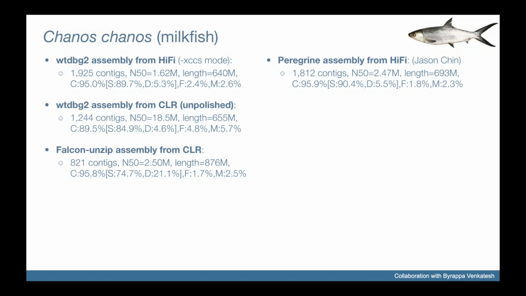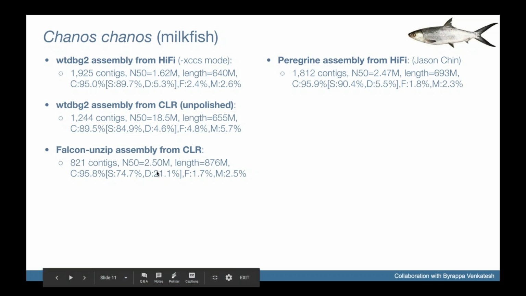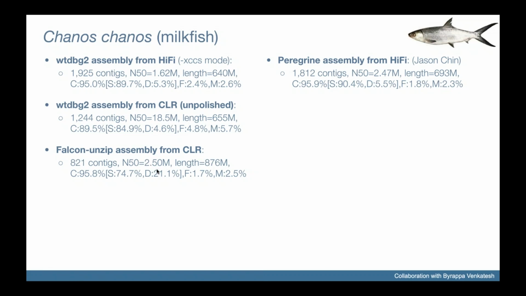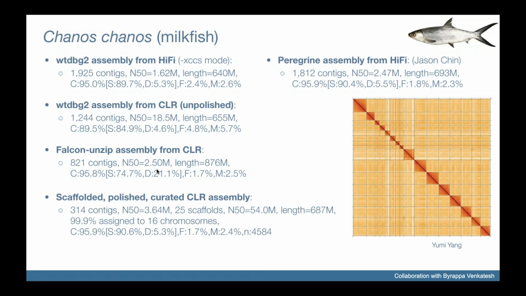For this data, we have the CLR data set as well, and that's gone through our normal VGP pipeline. The Falcon assembly is roughly 2.5 meg contig N50, just doing Falcon on its own, and then we've pushed it through the rest of our pipeline where we've scaffolded and curated. Our current assembly is now a 3.6 meg contig N50 in 25 scaffolds at a scaffold N50 of 54 meg. Most of it is assigned to 16 chromosomes, and we're quite happy with this.